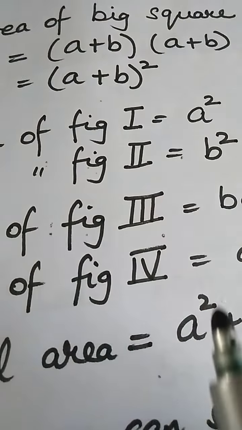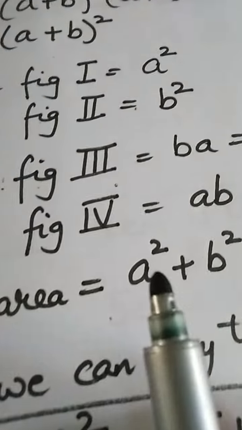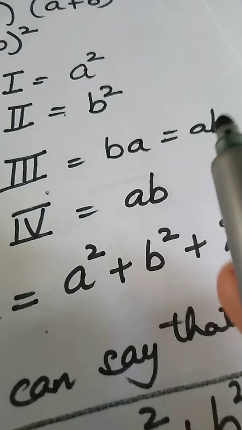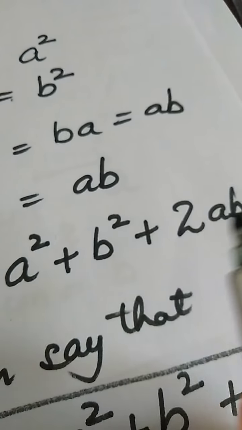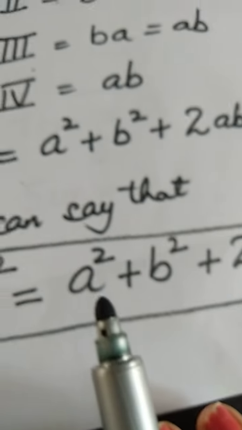Now if we add the areas of the four figures, we get total area A square plus B square plus AB plus AB. AB plus AB becomes 2 times AB, like terms. So we can say that the whole area is A plus B the whole square. Area of the whole square is A plus B the whole square, which was divided into four small figures.